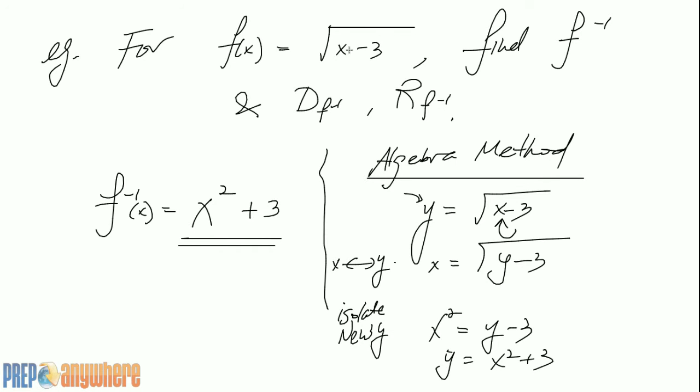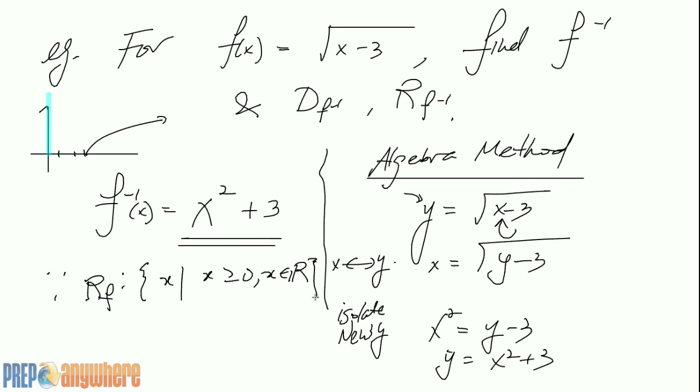Okay, so what's the range of the function? What's the smallest value the square root of x can be? 0. Right, so let me actually draw that to make it more clear. 1, 2, 3, that's what it looks like. Do you see that the range is greater than or equal to 0? That means the domain of the inverse is going to be greater than or equal to 0. Therefore, the domain of the inverse function is x such that x is greater than or equal to 0.